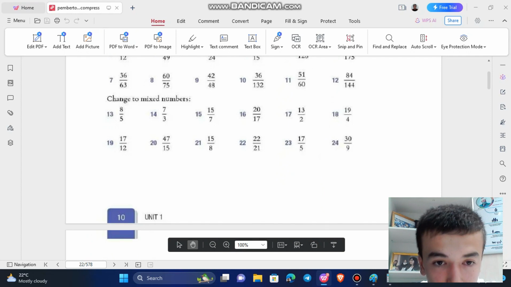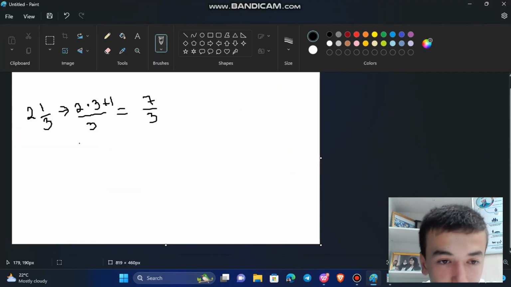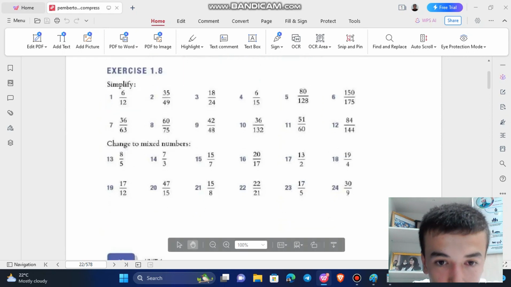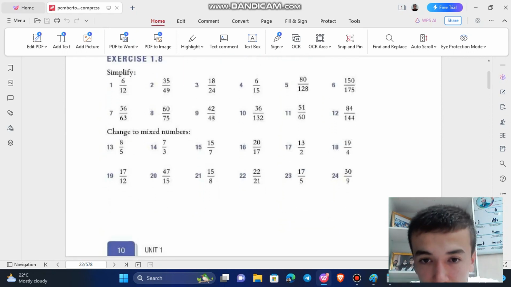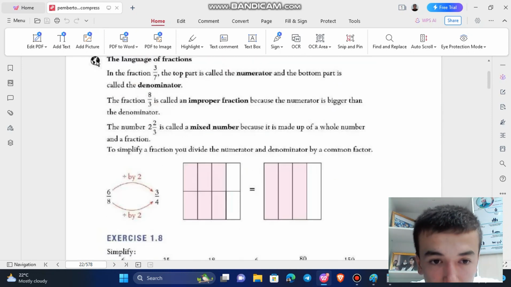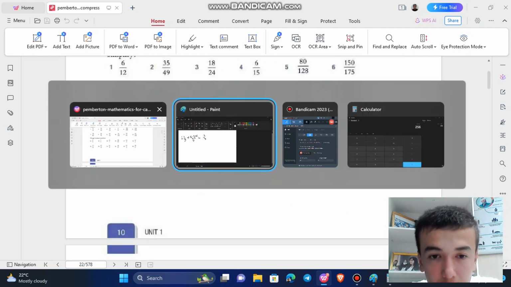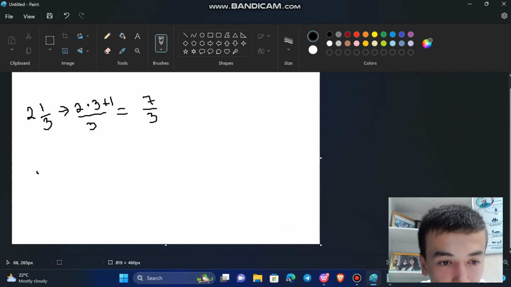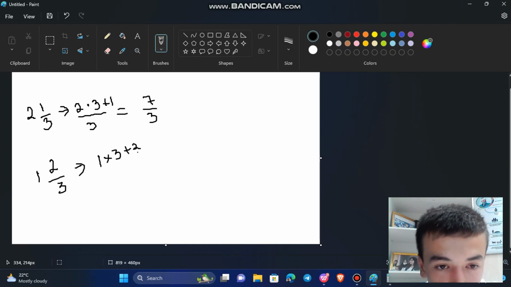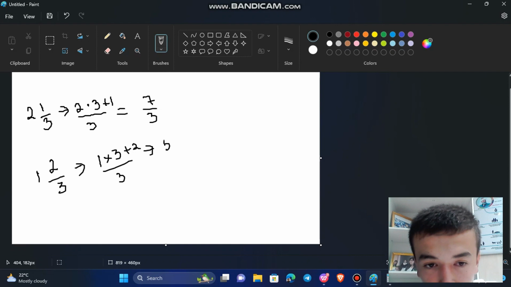In this case, we can see some examples, which is given here. Actually, it's not given. So anyway, I will give you another example. 1 2/3. So we need to multiply 1 by 3 denominator and add numerator, and the denominator is 3. So the answer is 3 plus 2 is equal to 5/3.